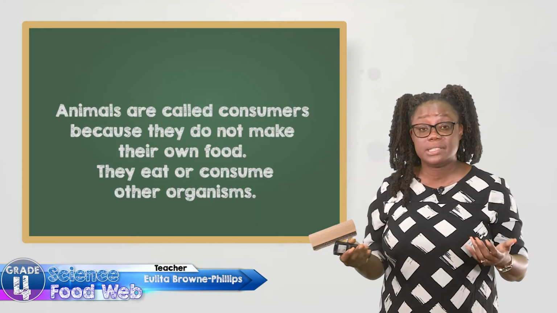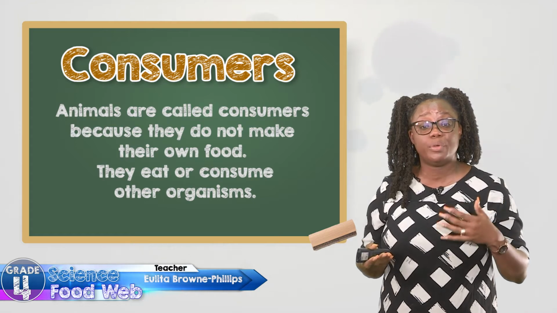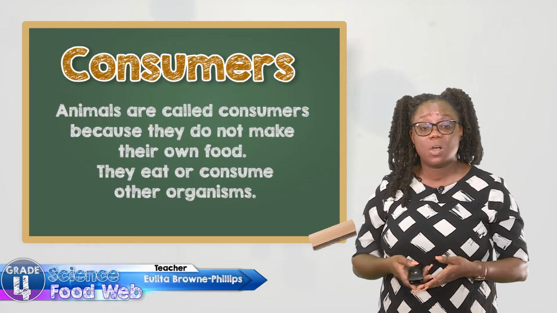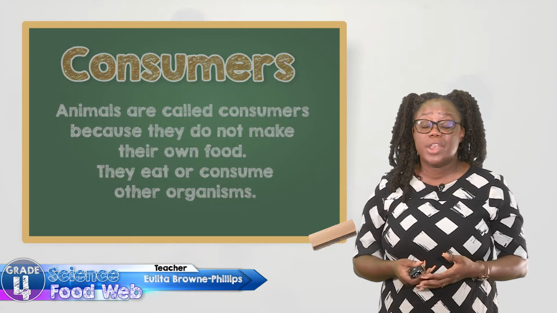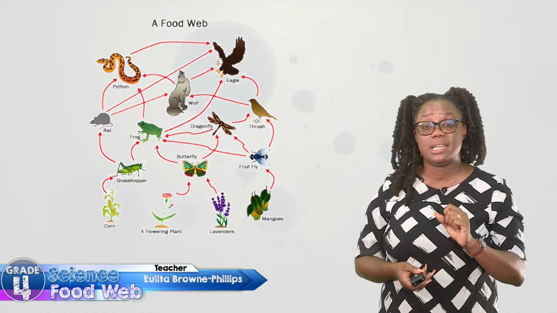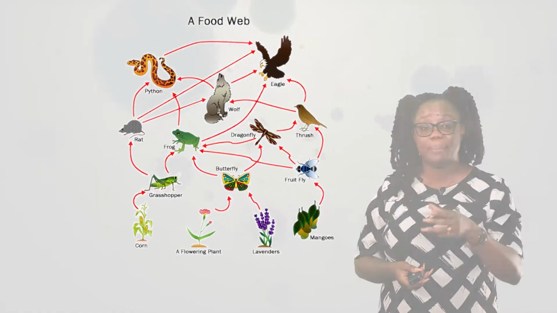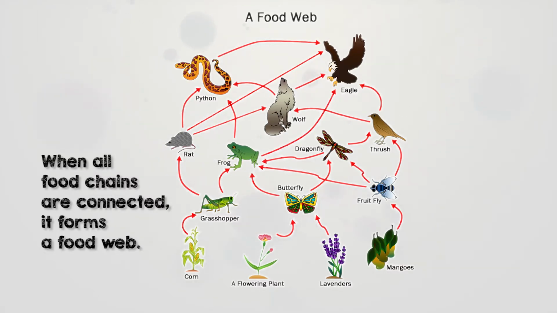Animals are called consumers for the simple reason that they do not make their own food. They eat or consume other organisms. Now today, we will not be looking at the food chain, but we will be focusing on the food web. A food web is a model of intersecting food chains. When all the food chains are connected, it forms a web.